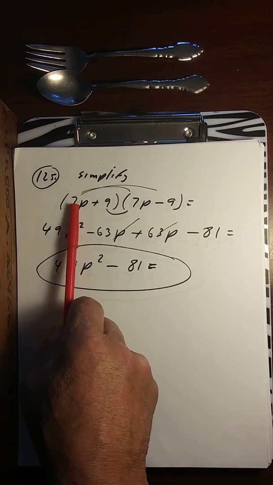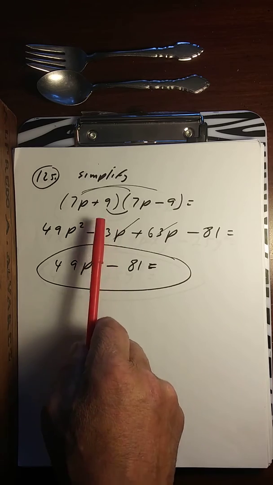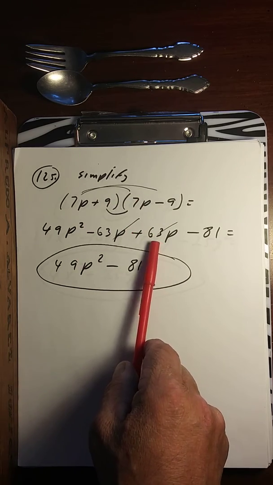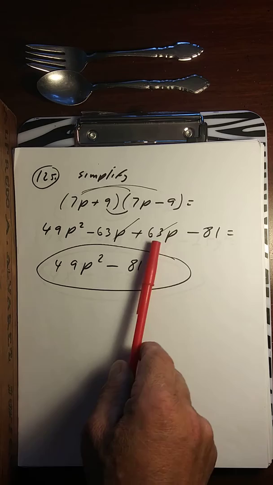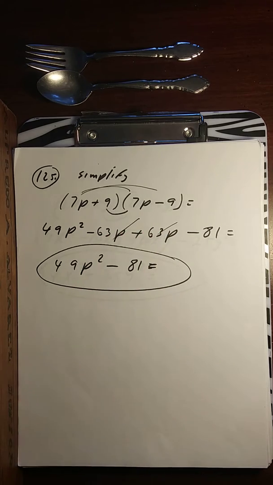Multiply these out. 7p times that is 49p squared. That times that is negative 63p. That times that is positive 63p, and that times that is negative 81. So these cancel out, yes. So you have 49p squared minus 81.